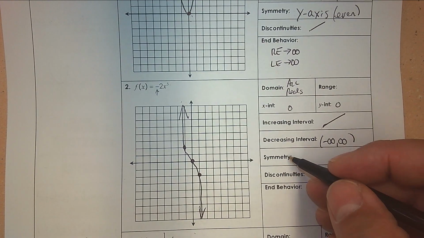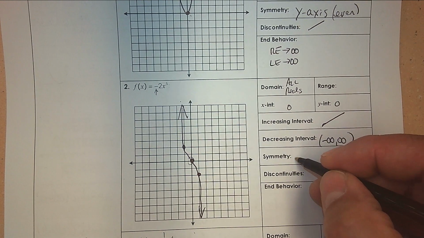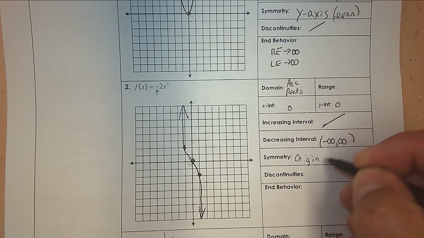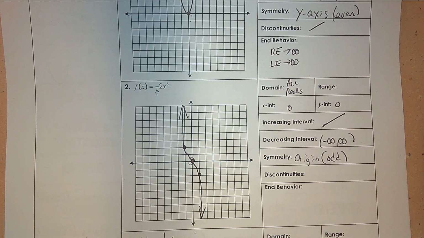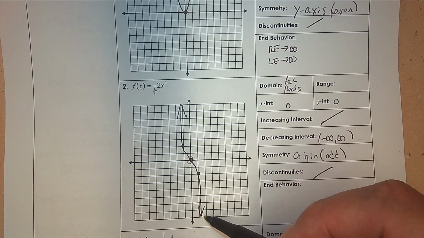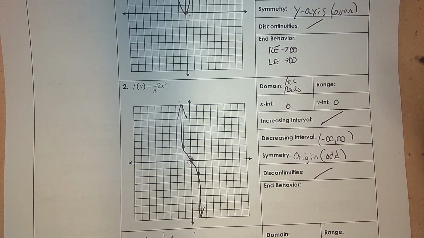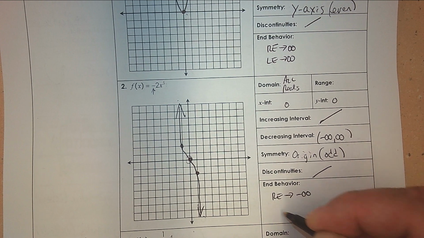Is there any symmetry here? Because it's an odd exponent, there's symmetry around the origin. That's why we call it an odd function. There are no discontinuities, meaning it's continuous all the way through, no breaks of any sort. And what's the end behavior? So the right end is approaching negative infinity, while the left end approaches infinity.